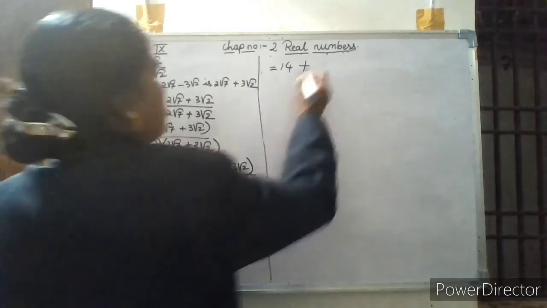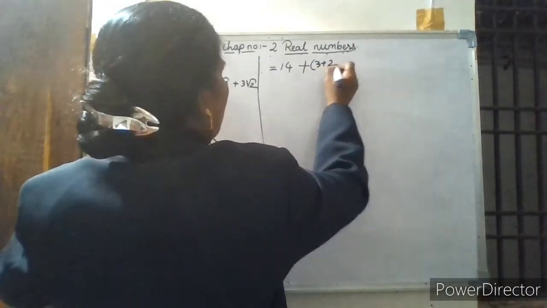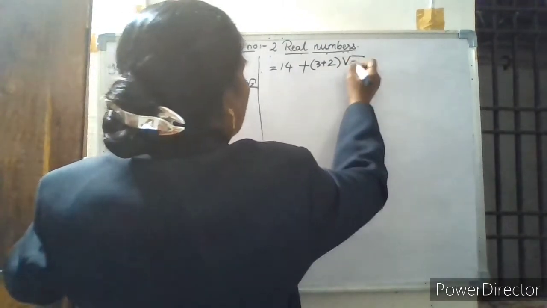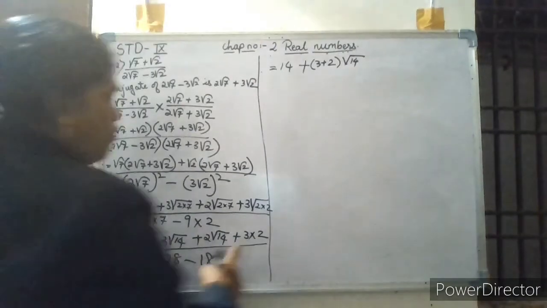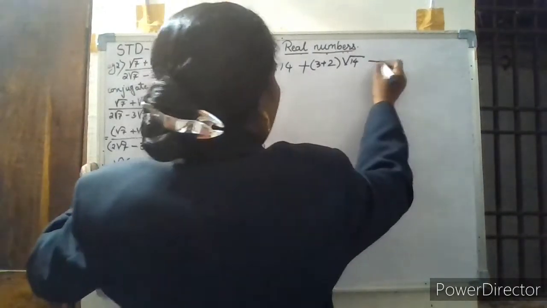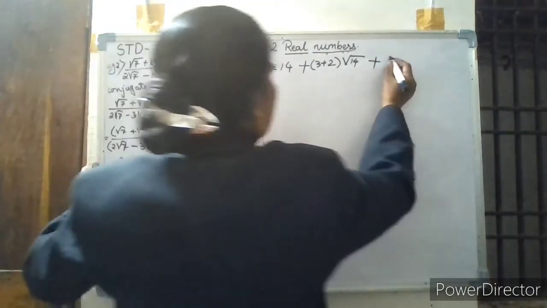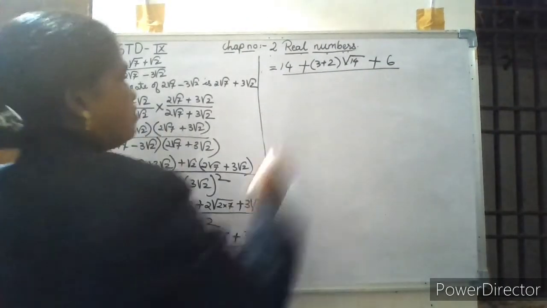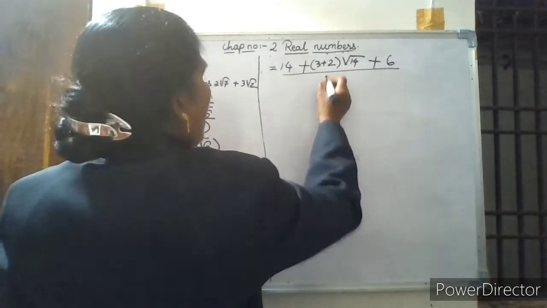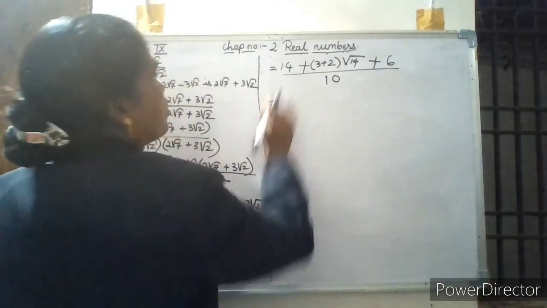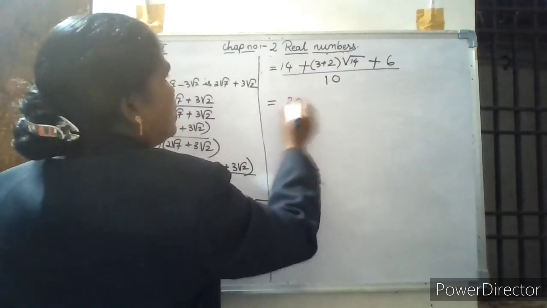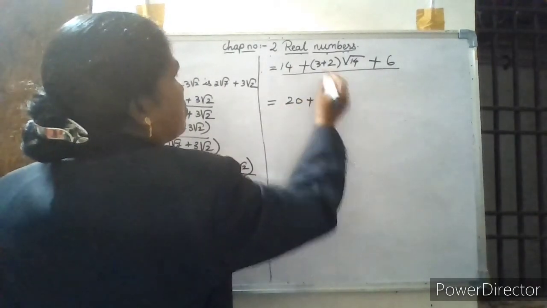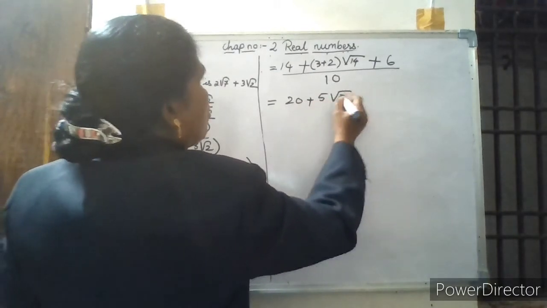So 3 plus 2 coefficients into common shade, or similar or like shades, as root of 14 and root of 14, plus 3 2 is 6 upon 28 minus 18 will give you 10. Now 14 plus 6 is equal to what? It is 20. 20 plus this is 5 root of 14 upon 10.